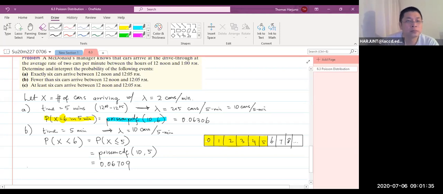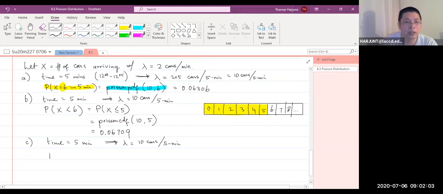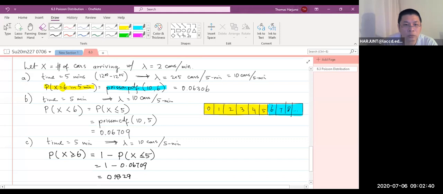Part C, at least 6 cars arrive between 12 noon and 12:05. Let me emphasize again, the time is still 5 minutes, so the average is still 10 cars in 5 minutes. Now what is the probability that at least 6, more than or equal to 6? We don't have a calculator function for that, but when we look at the complement, it is what we have in part B: 1 minus the probability that X is at most 5. That's 1 minus 0.06709, which is 0.93291.